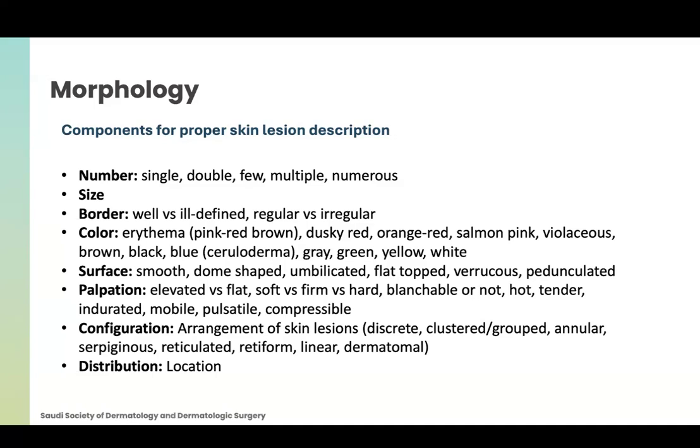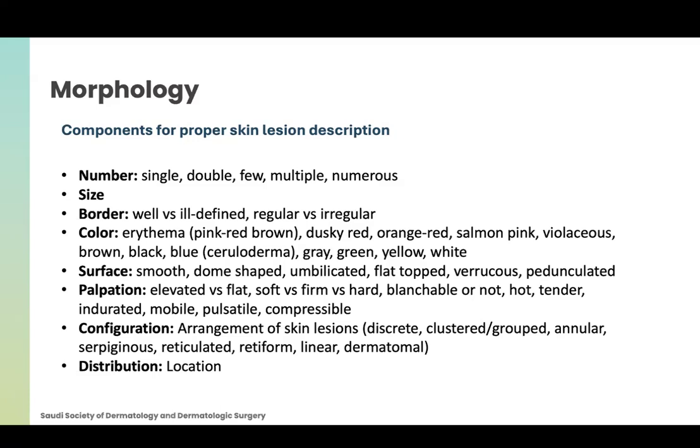And then the definition of the lesion. Is it well-defined versus ill-defined? So what does well-defined mean? If you get a pencil or a pen and you can actually draw it, this is what a well-defined border is. And ill-defined is that you won't be able to accurately draw the border around the lesion itself. How about regularity? Is the border itself regular or irregular? This also gives us clues.